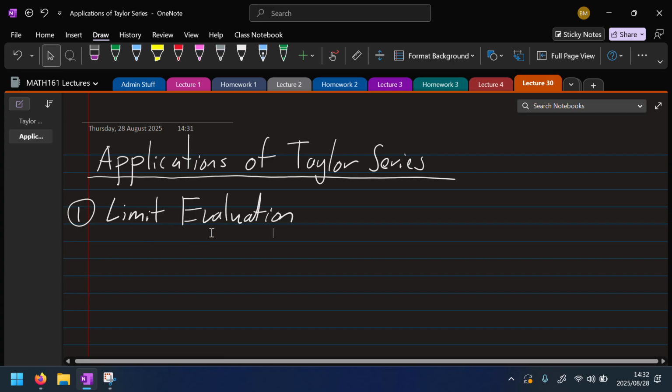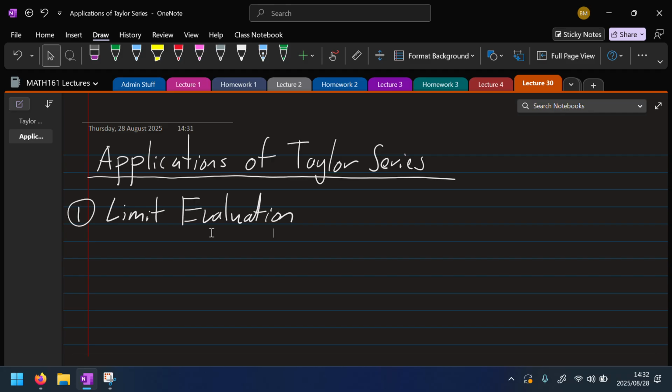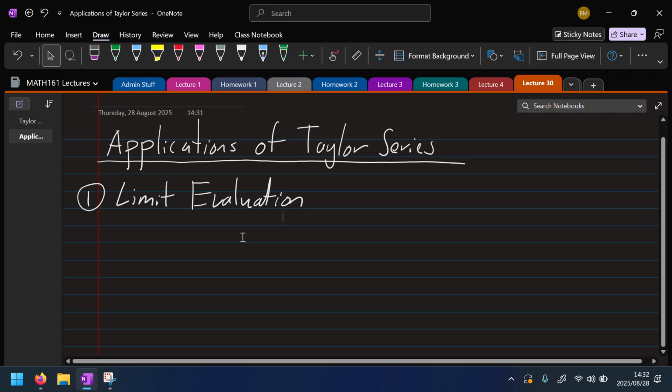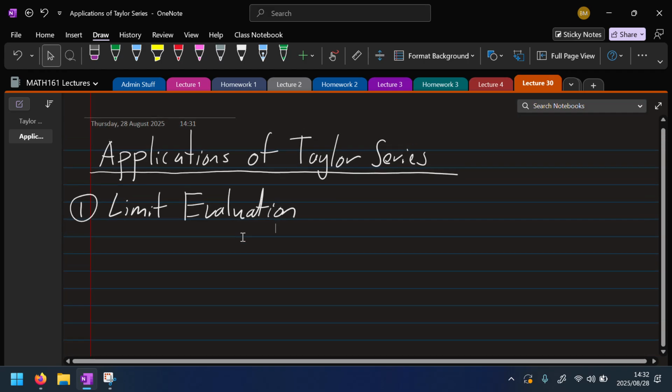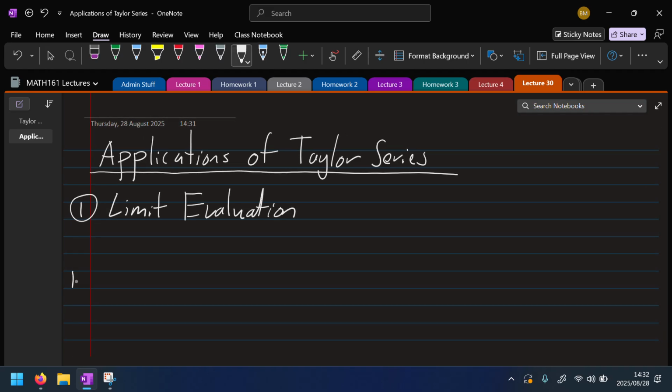Okay, so for the quiz again, for the written parts, question 1 will be find the interval of convergence for some series. Question 2, evaluate the limits. Yeah, it'll be something like that. Okay, so we're going to do this by example. So let's have a look at number 1.